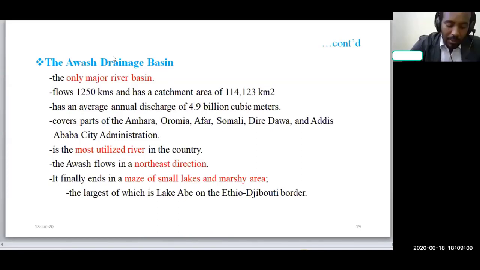Awash is highly utilized for irrigation purposes in different parts of Ethiopia. The remaining volume of water, particularly in its lower part, is forced to flow northeast along the Rift Valley region and cross the desert part of Ethiopia, where evaporation is very high, and so on and so forth.